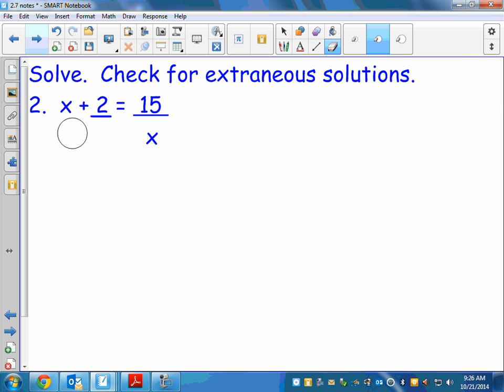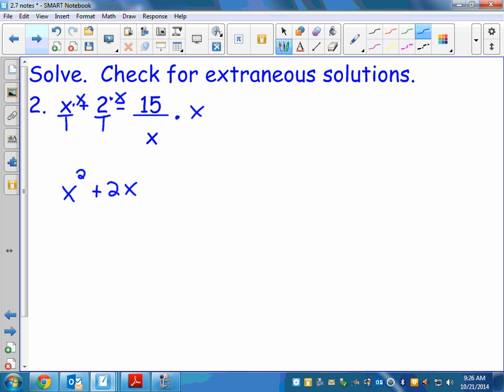If you want to do it the same way I did the last problem, then you would say the common denominator here, if these have a 1 over them and these have an x over them, the common denominator would be x. And so you could multiply everything by x, and that would cancel out my fractions. You're going to get the same answer as if you cross multiply. I'm just going to try to be consistent in my notes here today. So I would get x squared plus 2x, and again, I multiplied by x so that it would cancel out, so I just get 15 over here.